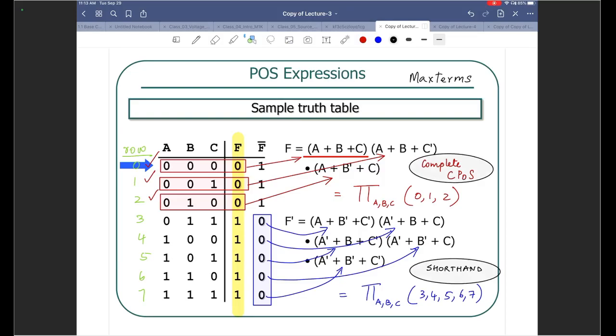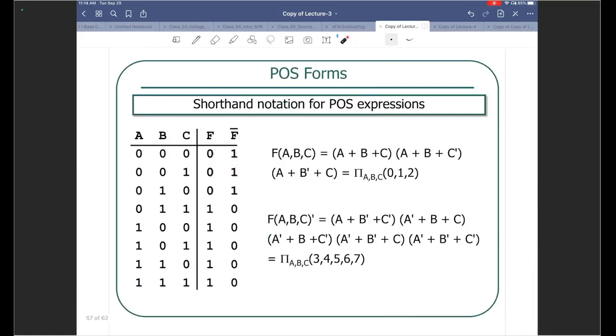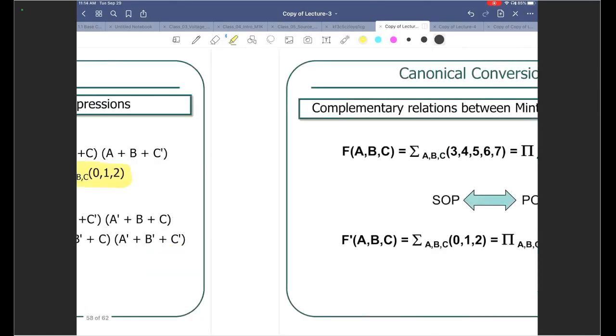Now, one thing that I hope you saw is that as you went from SOP to POS, and between F and F complement, the things were complementary in nature. So let's try to elaborate on that. Here you have the shorthand forms. We already talked about that earlier. So let's talk about the relationships.